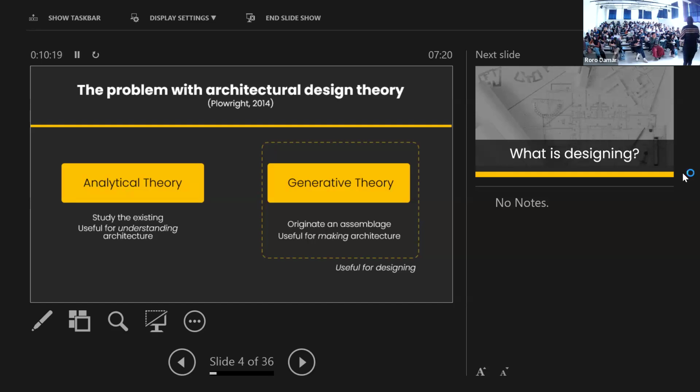So generative theory means generating something, to assemble, to make an architecture, to come up with a result. But that is not common. Very few theories are actually generative theory. And that's just to give you an understanding of how the two are different. Yeah. Next.